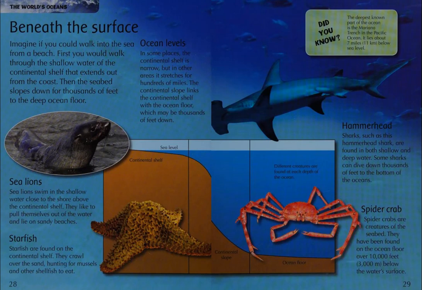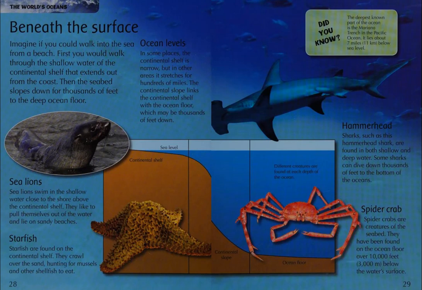Sea lions swim in the shallow water close to the shore above the continental shelf. They like to pull themselves out of the water and lie on sandy beaches. Starfish. Starfish are found on the continental shelf. They crawl over the sand, hunting for mussels and other shellfish to eat.